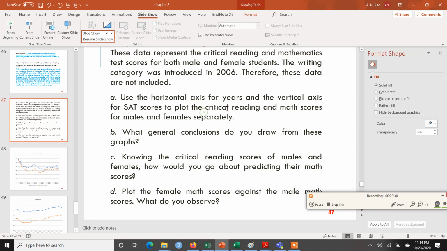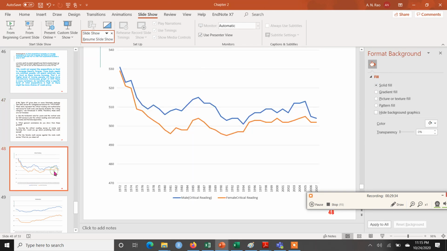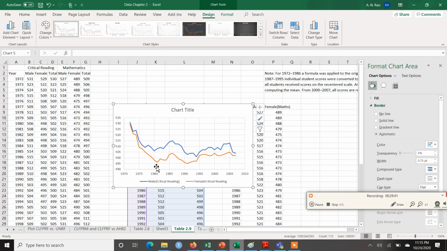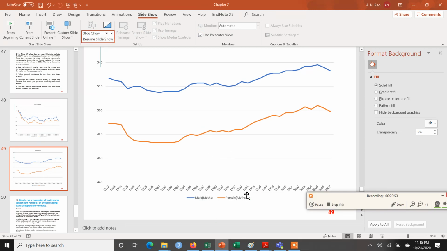Okay, so in part B, we remember that in part A we had to plot critical reading as well as math score. So this one was about reading, so I have repeated the same activity for math score. As you can see, we have math scores for male and female as well. Similarly, as we draw for the reading part, we can easily draw for the maths part as well. So this plot shows the math scores for male and female.